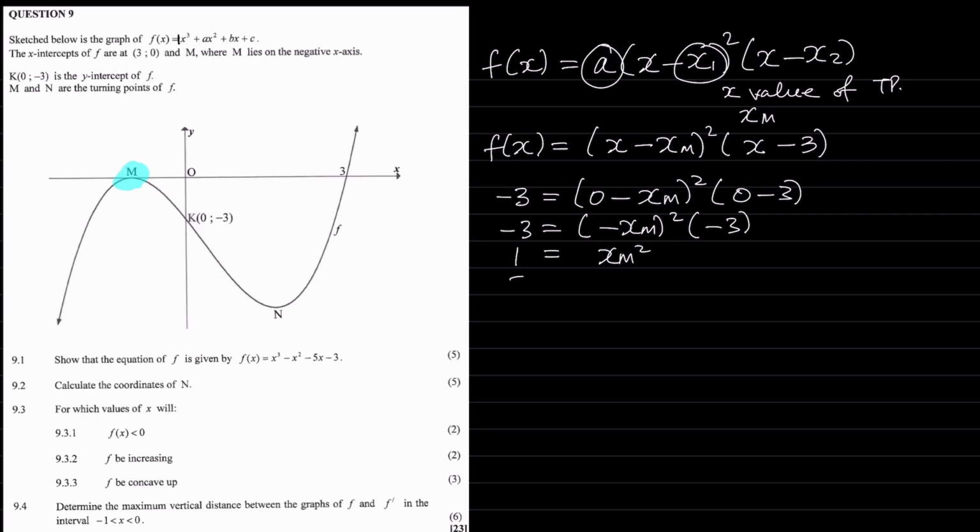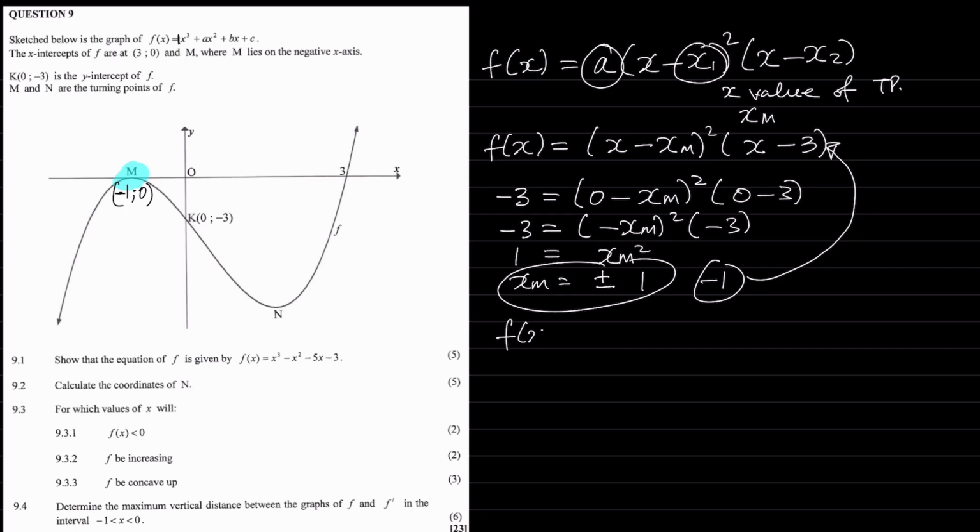Now square root both sides. Xm is equal to plus or minus 1. But since m lies on the negative x-axis, this coordinate is going to be minus 1 and 0. We're not done yet. We still need to substitute this value into our original equation. So f of x is equal to x minus negative 1, which is x plus 1 all squared, and then x minus 3.